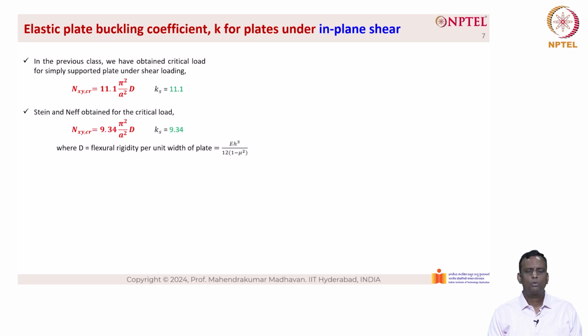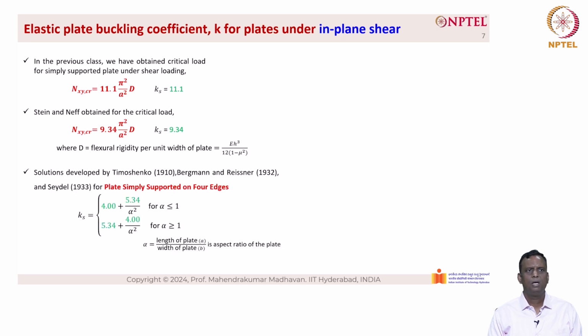However, a more thorough examination by Stein and Neff obtained for the critical load Nxy critical equal to 9.34 pi square D by a square, where the shear buckling coefficient is given as 9.34, and D is the flexural rigidity of the plate per unit width given as E into h cube divided by 12 into (1 minus mu square), where E is the modulus of elasticity, h is the thickness of the plate, and mu is the Poisson's ratio.